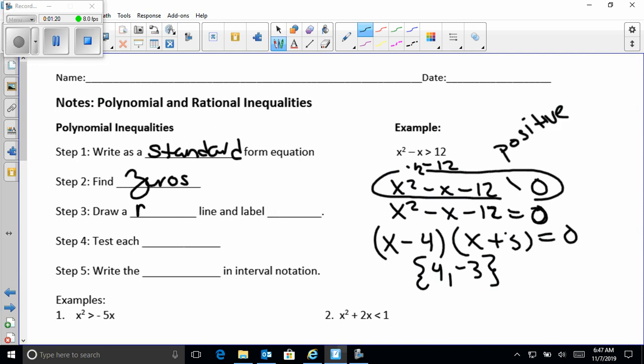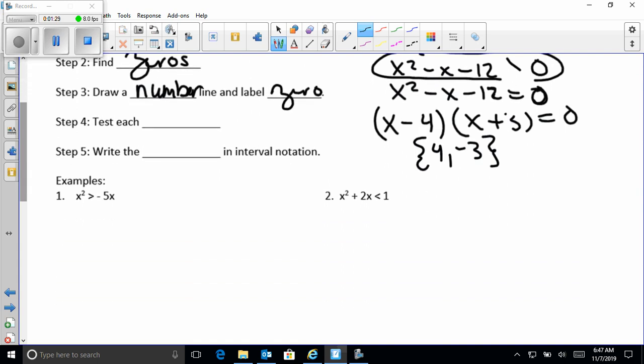So I'm going to draw a number line next and label those zeros, because that's going to set up my intervals. Here I have a number line, and -3, and then I have 4. So these are the 3 intervals I need to test. So I'm going to test each interval. So what does that mean?